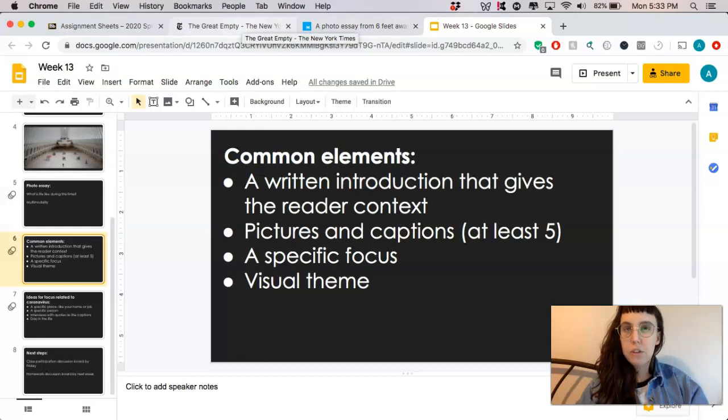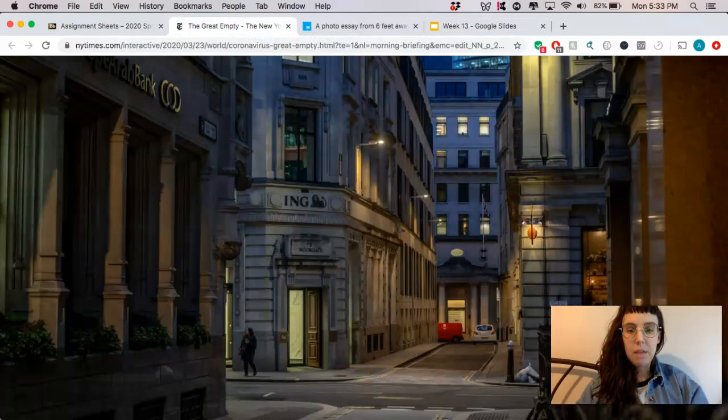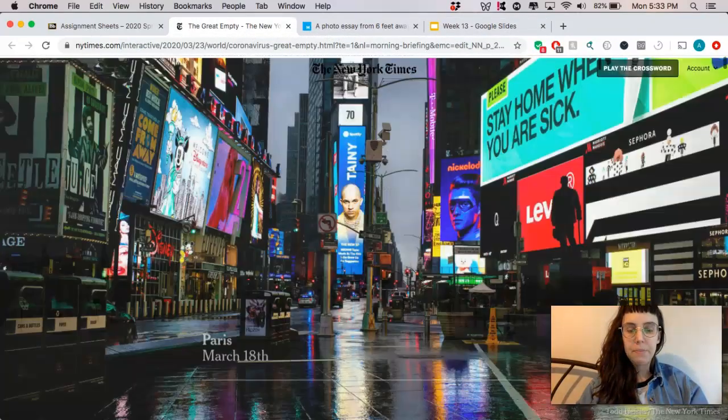I'm going to have you guys look at 2 photo essays for homework that I'm going to link on Blackboard, but I'm going to preview them with you right now and sort of point out some of these common elements. So the first is the Great Empty. Let me scroll back up to the top.